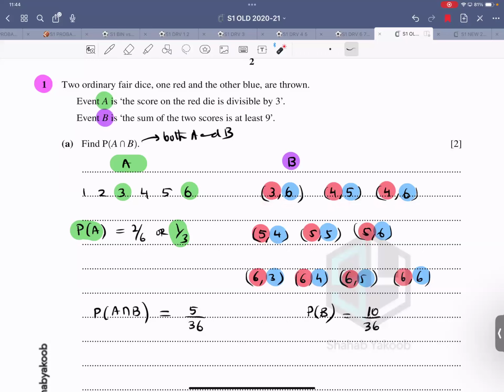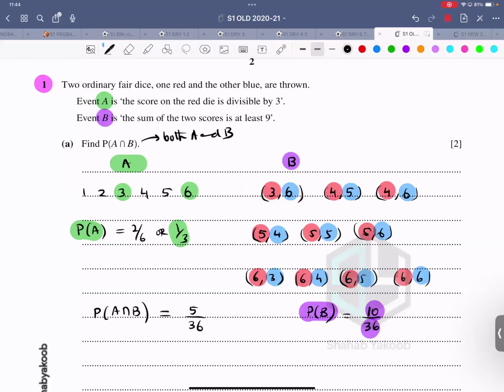Now somebody might be thinking, why are we not multiplying by 2? We are not multiplying by 2 because the order has already been taken into account. 4, 6 and 6, 4, it's right over here. 5, 6 and 6, 5 is right over here. 3, 6 and 6, 3, that's right over here. Everything is taken into account. So therefore, the answer of this is 10 over 36. The answer of A is 1 over 3.